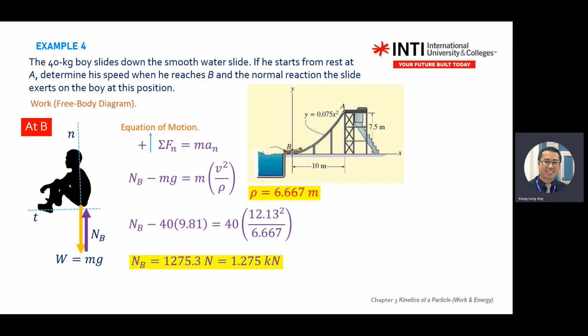You can put your answer in the raw form, 1275.3, with one decimal place, or you can put it in kilonewton, 1.275 kilonewton. Minimum two decimal places, maximum three decimal places.